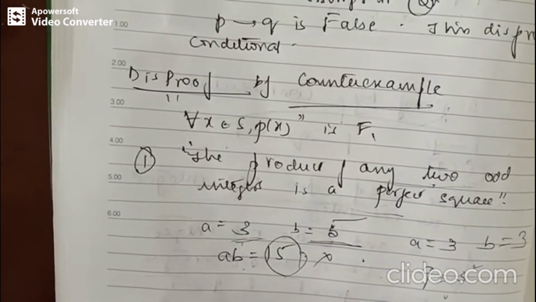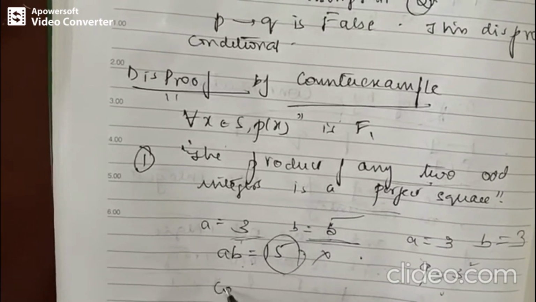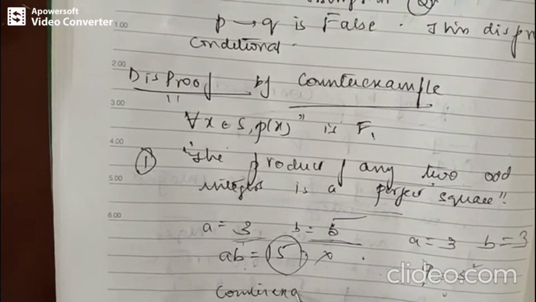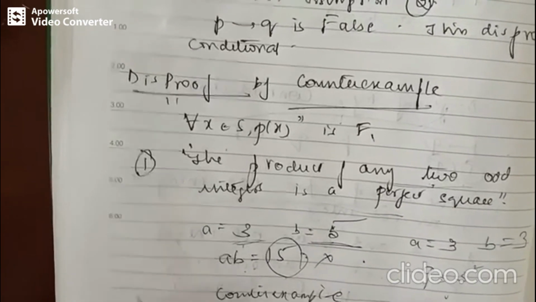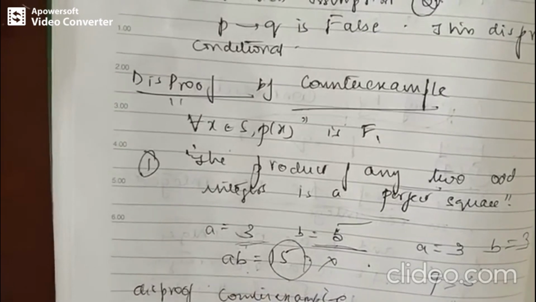This is nothing but disproving the conditional by counter example. So these are all the methods of proof and methods of disproof.